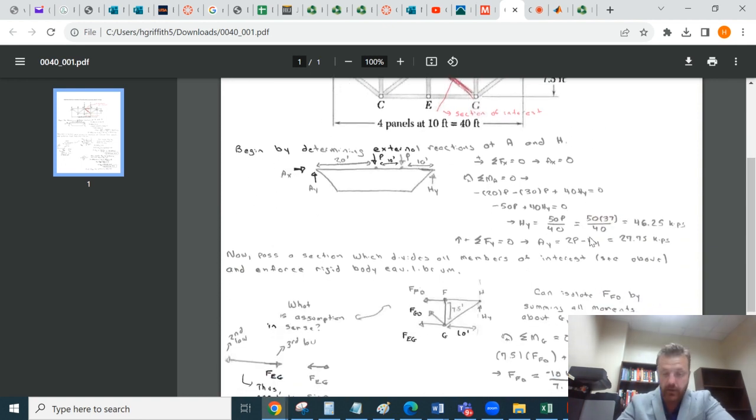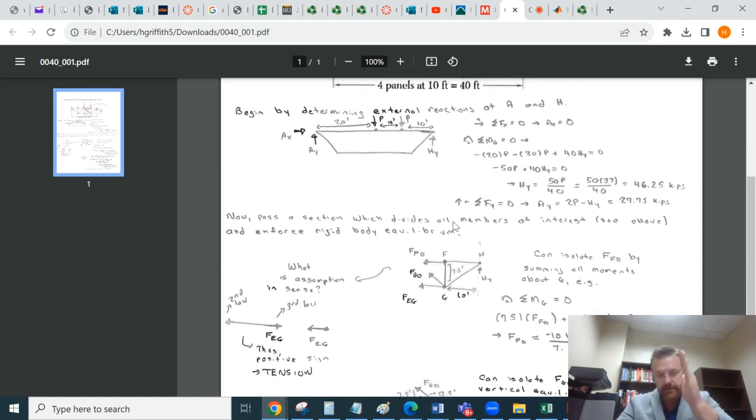Then if you wanted to, you could go ahead and solve for the unknown vertical reaction at AY by summing all forces in the y direction. And basically what this equation says is that the vertical reaction that AY has to provide is whatever portion of the external loading 2P that HY hasn't already compensated for. So that turns out to be 27.75 kips.